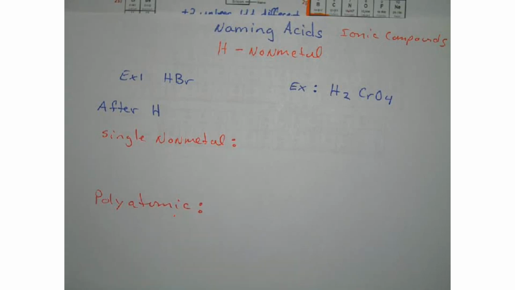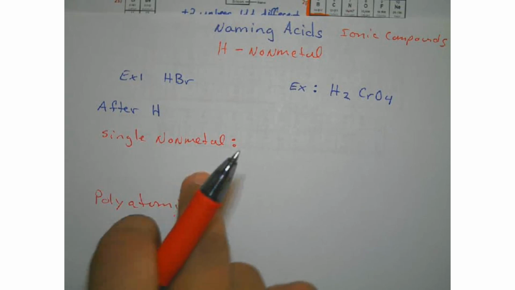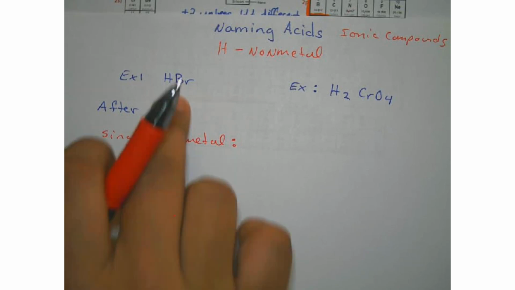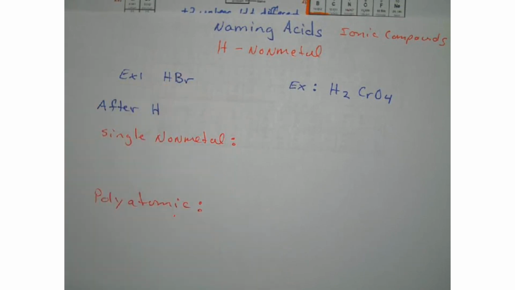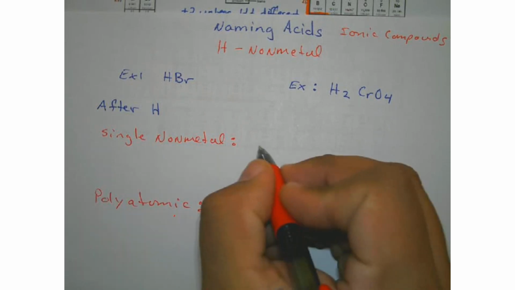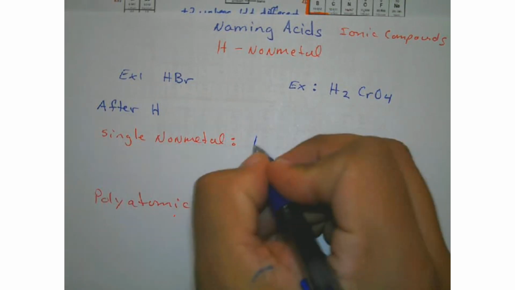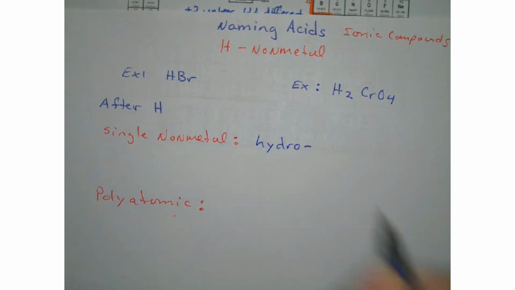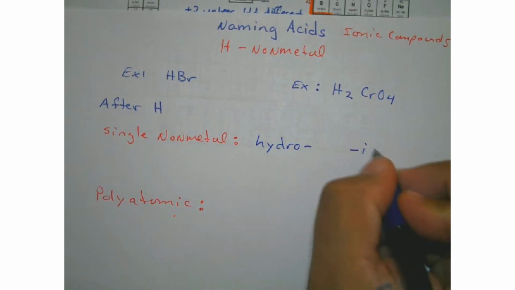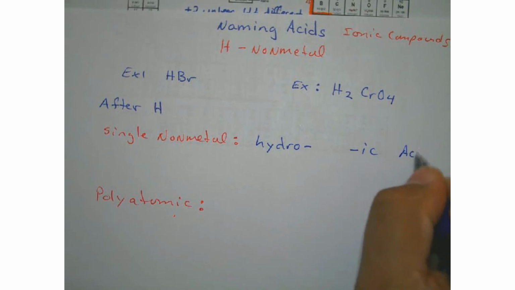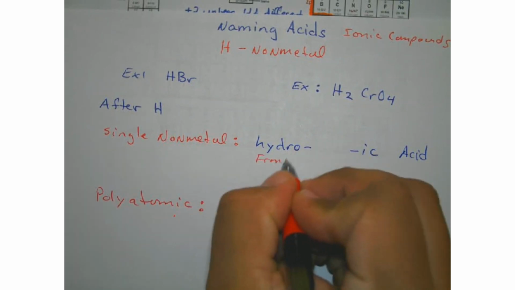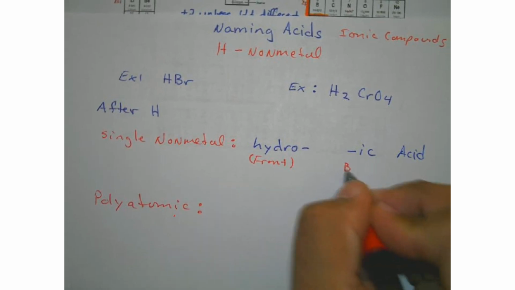So let's talk about naming the single nonmetal here. Very, very simple. First of all, we don't care about the H. Let's get that out of the way. They all have H's, but the single nonmetal, you're going to look it up. In this case, this guy is bromine, right? If it's a single nonmetal, it gets the hydro on the front, and then you put ic on the back, and then you just write out acid. So we put hydro on the front and ic on the back.